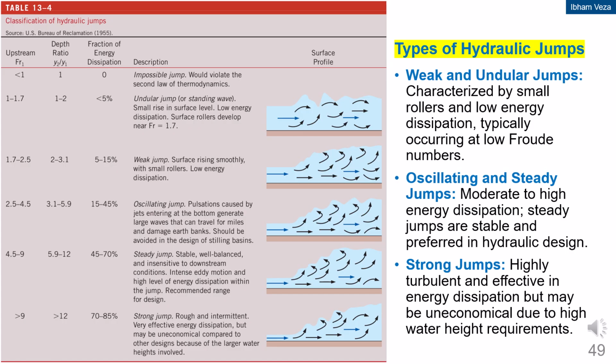Types of hydraulic jumps. There are several types of hydraulic jumps classified based on the Froude number and turbulence level. Weak and undular jumps have small energy losses and relatively smooth waves. Oscillating and steady jumps have moderate energy dissipation and are often used in engineering design. Strong jumps are highly turbulent and very effective in dissipating energy. However, this type requires a large water depth and is therefore not always economical.